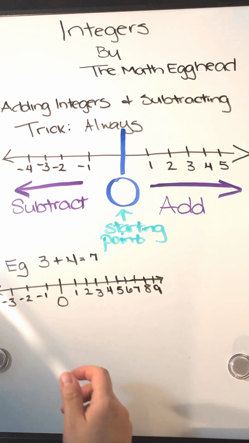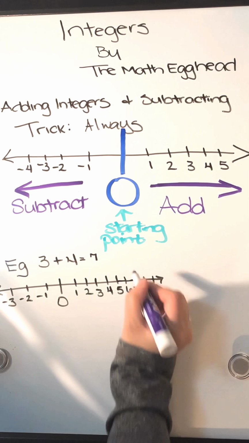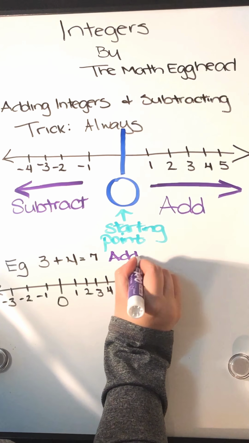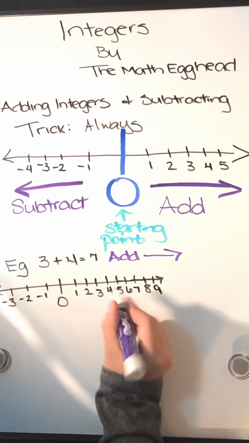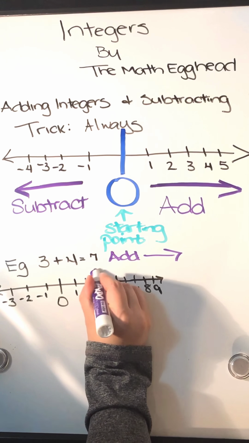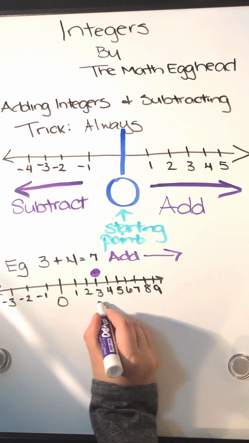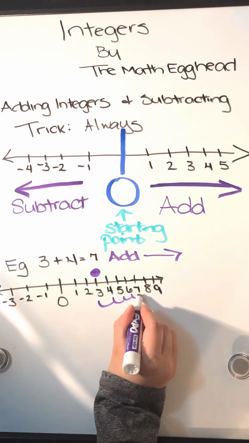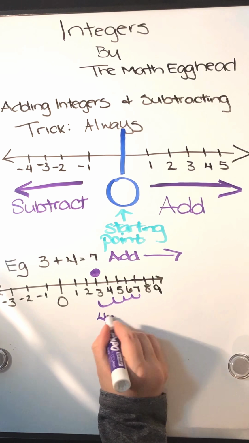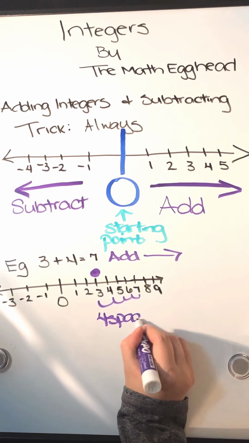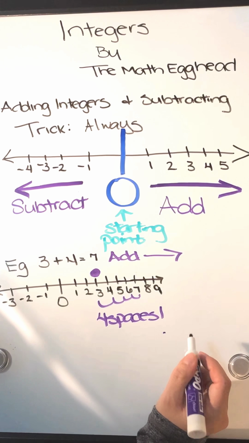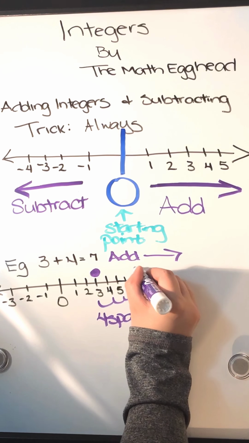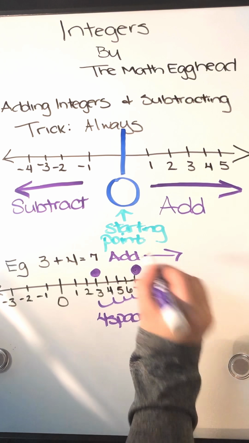The first problem that I wanted to start off with is 3 plus 4. Intuitively, we know that 3 plus 4 is 7. So on the number line, you would start at 3. You're adding a positive number, so you're going to the right. So 1, 2, 3, 4 spaces, and that lets you know that you would stop on the number 7.